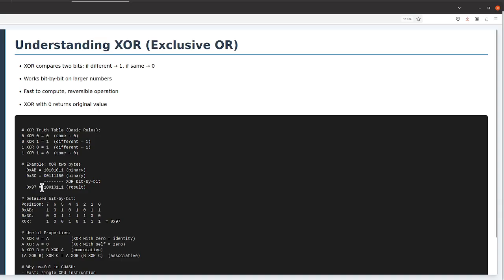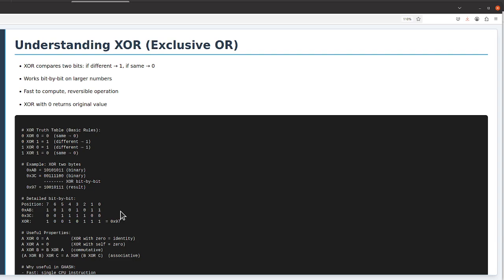Now we XOR them bit by bit, comparing each position. Starting from the left, 1 XOR 0 equals 1. Next position, 0 XOR 0 equals 0. Next, 1 XOR 1 equals 0. Next, 0 XOR 1 equals 1. Next, 1 XOR 1 equals 0. Next, 0 XOR 1 equals 1. Next, 1 XOR 0 equals 1. Last position, 1 XOR 0 equals 1.